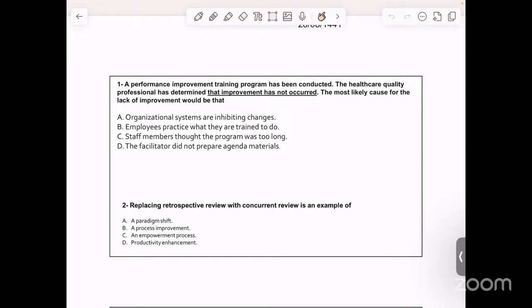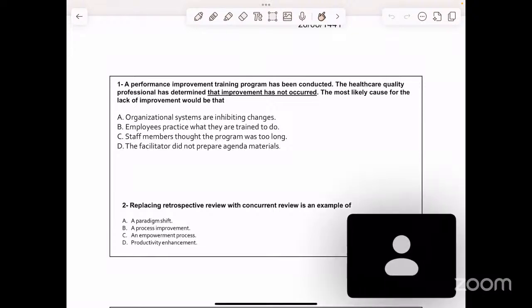What's the answer, Radha? Dr. Gulam? Anyone?